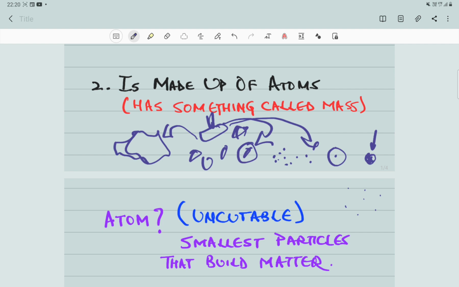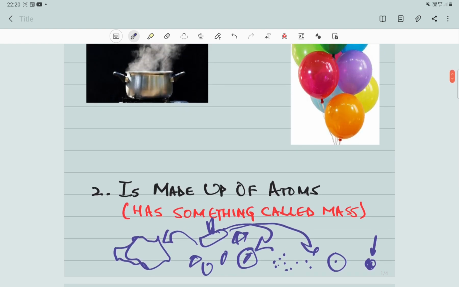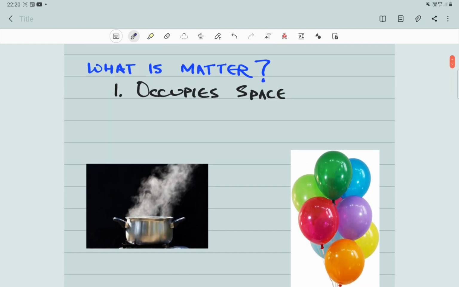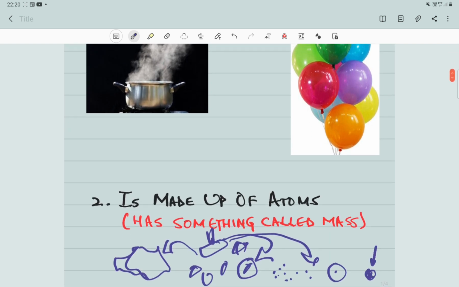Now, any substance that possesses two properties. Number one, if a substance occupies space, and number two, if a substance is made up of atoms, then that substance is called matter. And remember, the entire universe is made up of two components only, matter and energy.